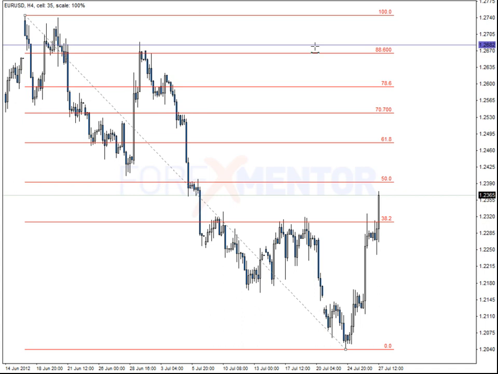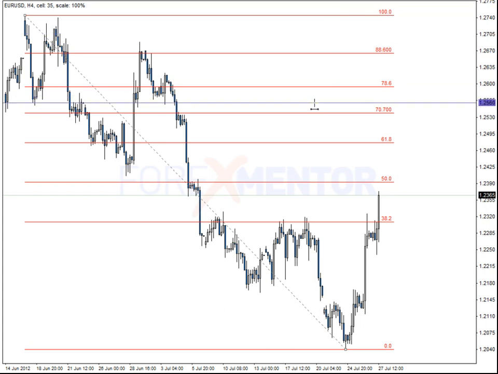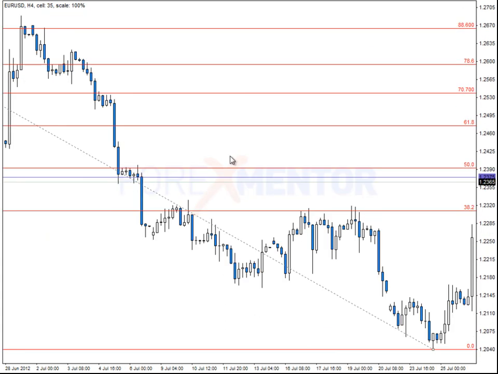But if we take a horizontal tool and we drop it from the high and we just work our way down, what immediately catches my eye is this area right here. Okay, right in here. If we just zoom this up, you see this base right here. Okay, and then price took a nice leg down.